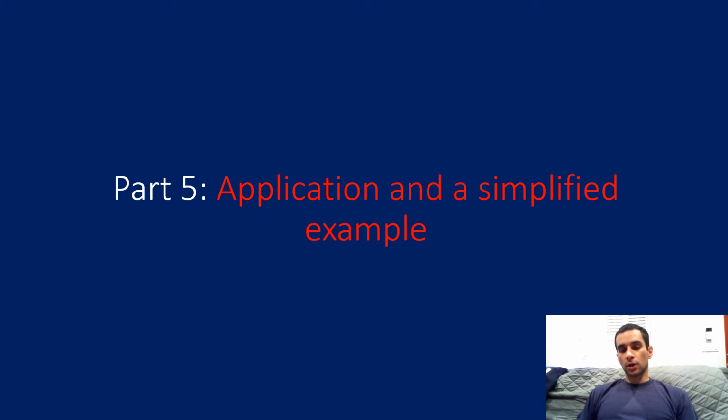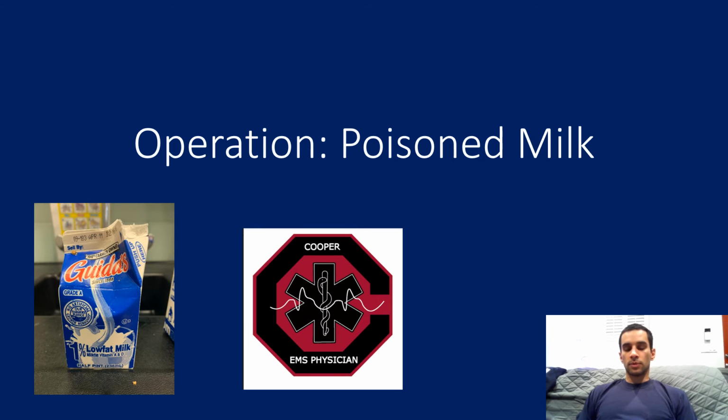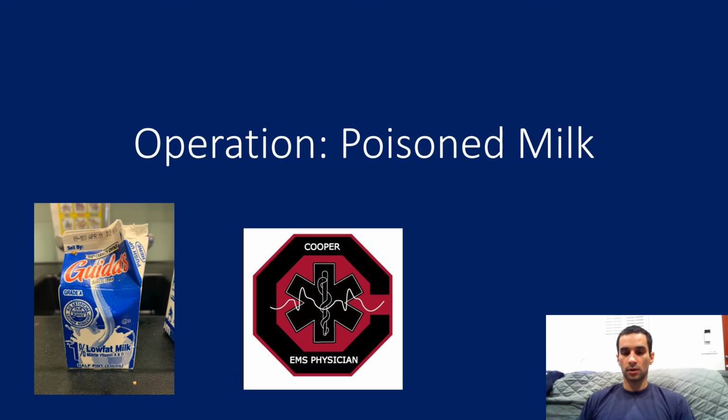Okay, so we talked a lot about theory, we talked some about history. Let's talk about a real-world example of this to really help you understand how this works. So I'm going to tell you about Operation Poison Milk. This is a case I had while I was a fellow over at Cooper. I'm going to take some artistic liberty here. I'm not going to tell you the incident exactly how it happened. I'm going to modify it a little bit just to illustrate certain points of incident command. But it should be a good teaching example for us.